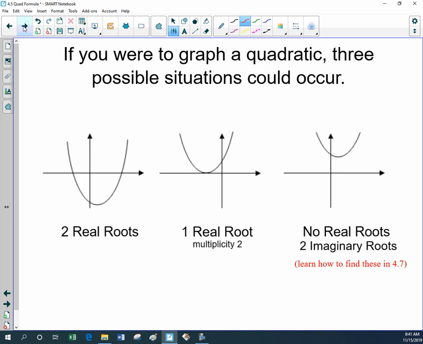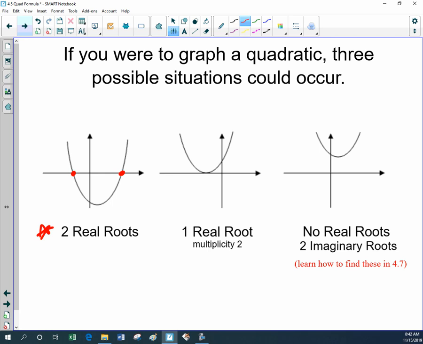Okay, we've covered this and talked about this previously, but we'll just re-review this real quick. If you were to graph a quadratic, 3 possible situations could occur. The first one is that we graph the parabola and it crosses the x-axis twice. If it crosses the x-axis twice, then there are 2 real solutions. So each of these points represents a solution. Okay?